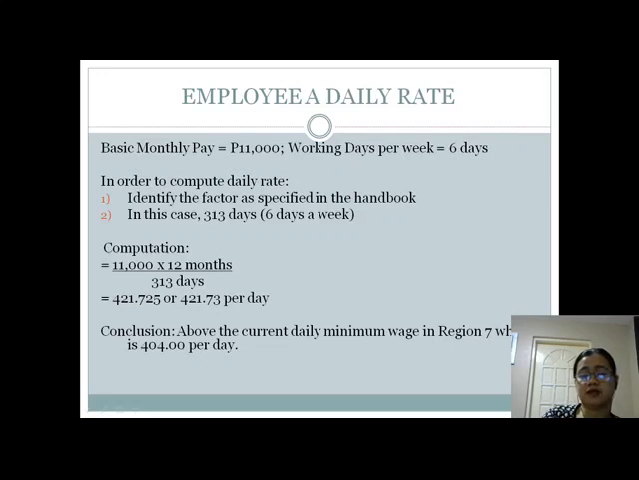If you compare it with the current minimum daily rate in Region 7, which is 404, and the daily rate of employee A is 421.73, that shows the employee is receiving an above minimum daily rate. So it's above the minimum.